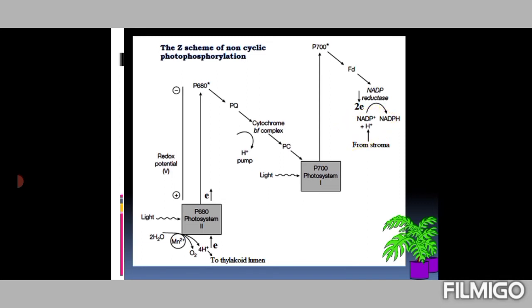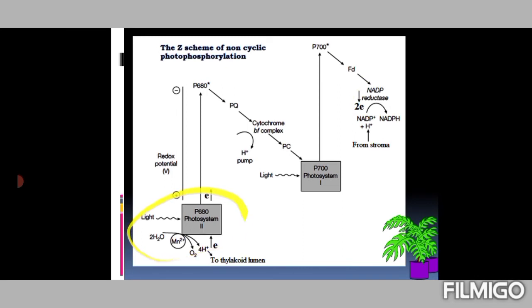Now the NADPH is formed with the help of a couple of protons also taken from the stroma, like here. This is catalyzed by the enzyme ferredoxin NADP plus reductase.